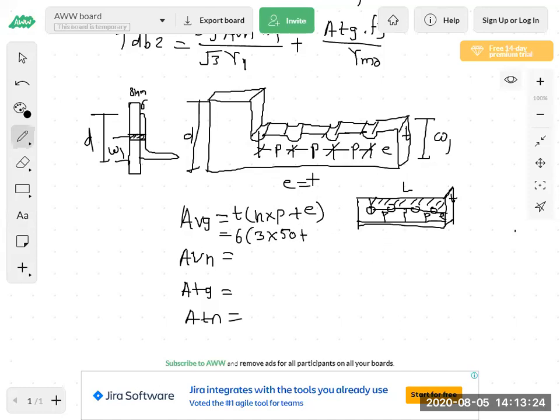So how to calculate the edge distance? 1.5 into dh. So 1.5 into dh is 22, so here I think 33 mm is the edge distance. So 33. Calculate it. Gross area in shear. This is the shear zone. This is the figure for shear. 1098. 1000.